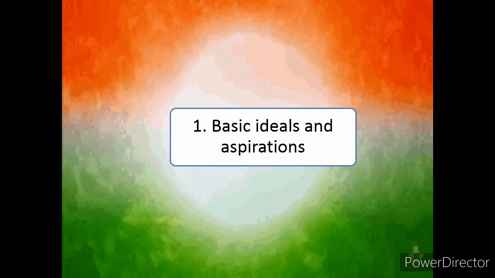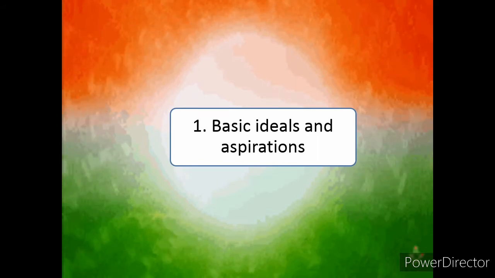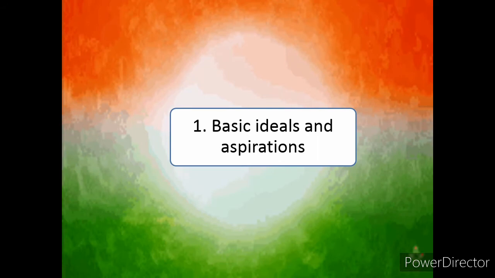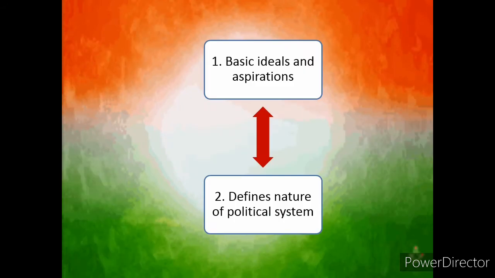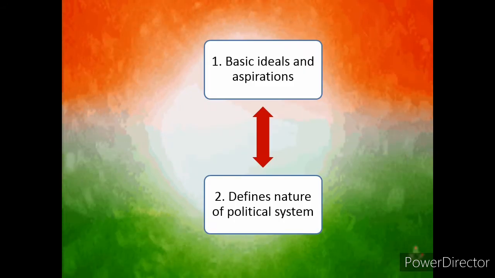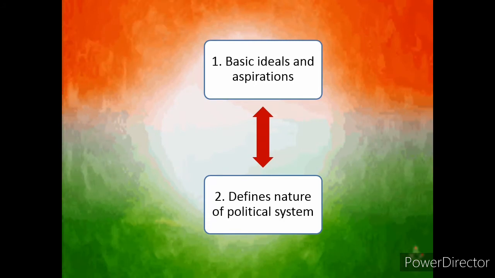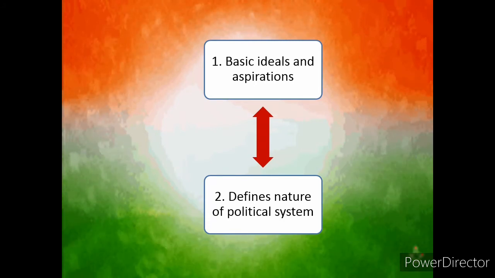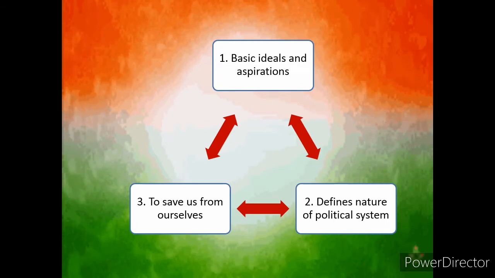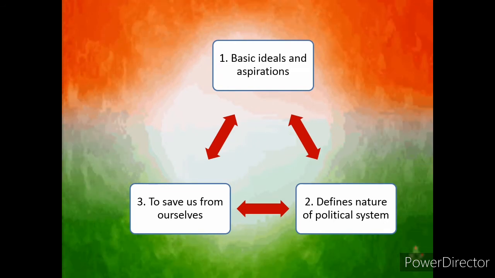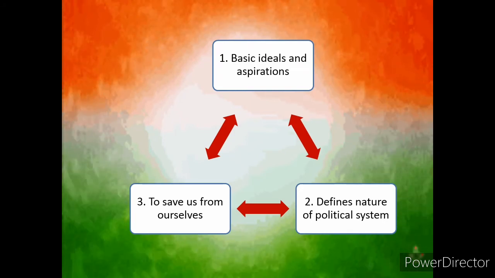In the first place, a constitution lays out the ideals that citizens aspire to live in, such as liberty, equality, fraternity, and justice. Secondly, it defines the nature of the country's political system. It tells us if the country is under a monarchy or if it is a democracy, a theocracy, or an autocracy. Thirdly, we need a constitution to save us from ourselves. Well, this does sound strange, but you will agree when we discuss it in detail.